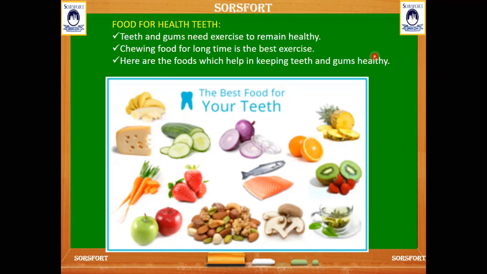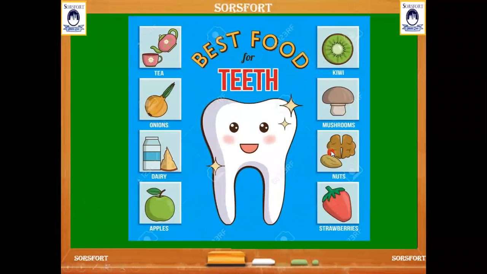What are the exercises for good teeth? Chewing food for a longer time is the exercise for the teeth and the gums, which helps in keeping the teeth and gums healthy. These foods we should have in our regular daily routine to make our teeth healthy. And here are some of the foods: tea, onions, dairy products, apples, strawberry, nuts, mushroom, and kiwis, which keep our teeth healthy.